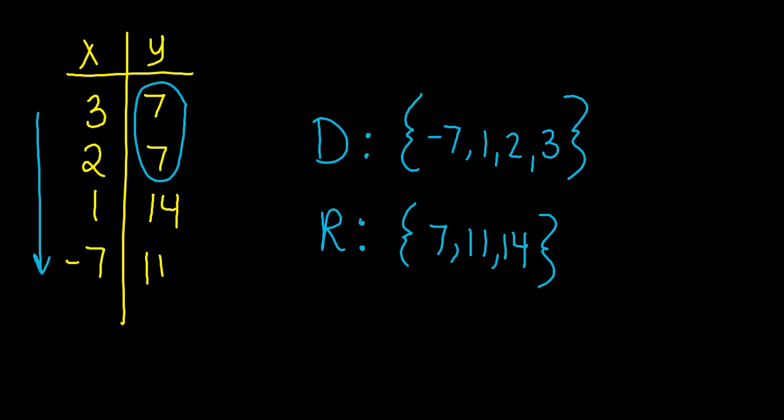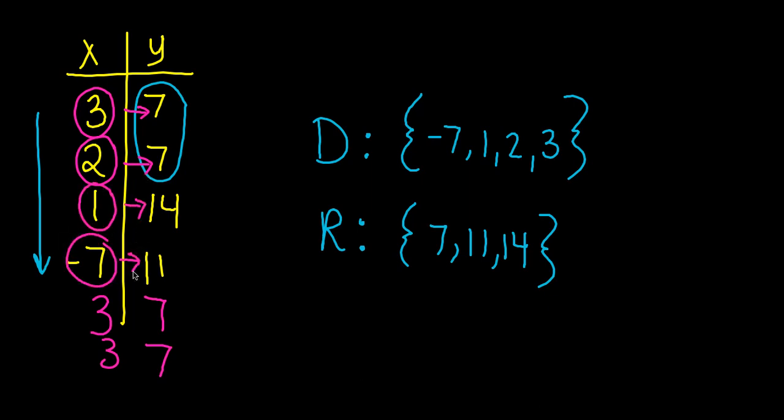And the answer is yes, it's a function. Whenever I put in a 3, I know I'm going to get a 7 because there's nothing else in this input area that tells me otherwise. I don't see another 3 down here giving me some other number, so I can assume that every time I put in a 3, I'm getting a 7. That's a function. When I put in a 2, I'm getting a 7. I can predict every time I put a 2 in here, I'm going to get out a 7. When I put in a 1, I'm getting out a 14. When I put in a -7, I'm getting out an 11. There's no repeating inputs, so there's no evidence that the function is not working. This is a function.